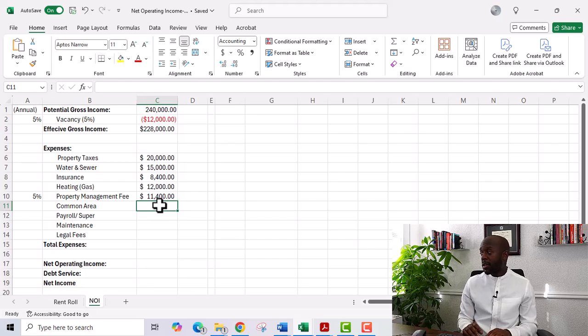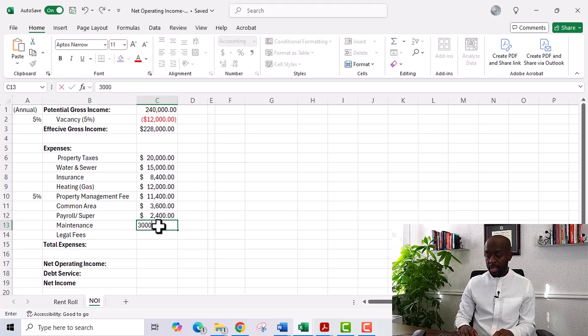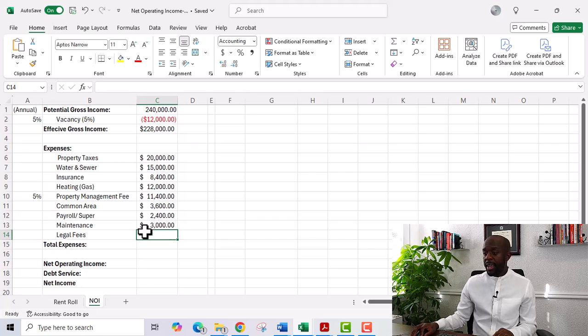Next, we're going to back out our common area expenses. That's going to be $3,600. Our payroll is going to be $2,400, and then any maintenance fees associated with the property. So that's going to be our annual maintenance fees associated with the property. We'll go ahead and say $3,000, and any legal fees associated with the property, we'll go ahead and back that out. So let's say we're spending $3,000 on legal fees for the property.